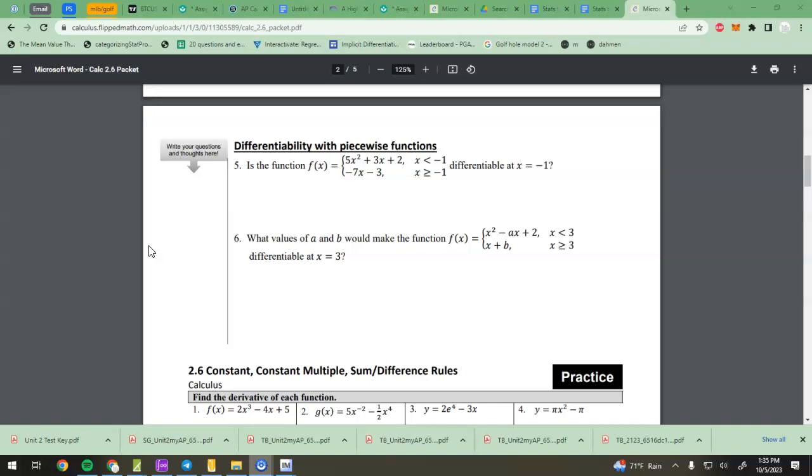Wait, you said 2-6? 2-6. That's 2-6, right? I want you to go to the notes for 2-6, and we're going to do number 5 and 6 because we didn't do those yesterday.